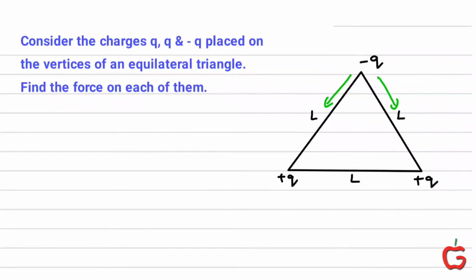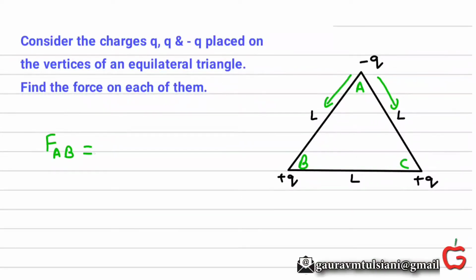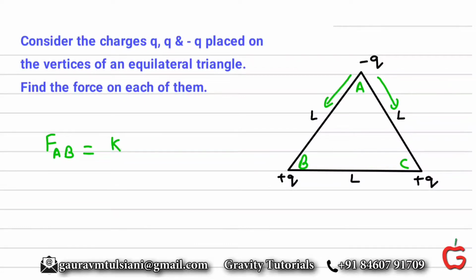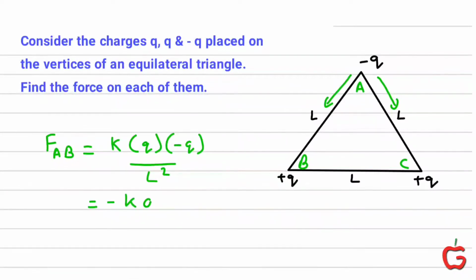So the net force between any two pairs, let's name these A, B and C. The force on A by B would be K Q1 Q2 by R square, so that is L square. This is the force between any two pairs of charges. Between the positive pairs, it will be positive, obviously. Okay, so let's find out the force on A.